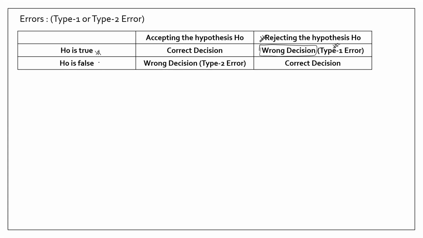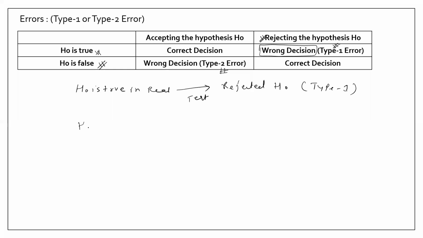In another scenario, if H naught is actually not true, or H naught is false in the real scenario, and by using a statistical analysis you accept the hypothesis H naught, then you have committed a type 2 error. So the thing is very simple. If H naught is true in real, and you have done some test and found that it got rejected, and you have rejected H naught, you have committed a type 1 error.